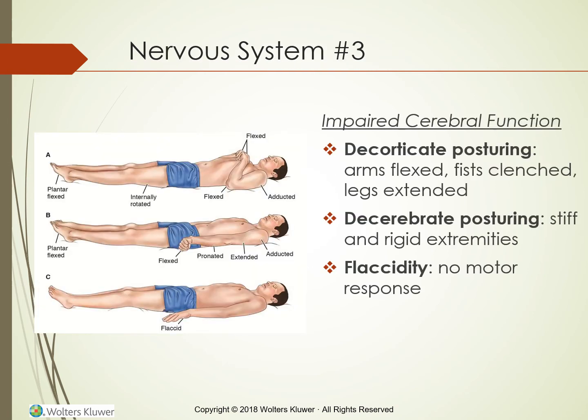In review, impaired cerebral function is indicated by posturing. Decorticate, this is in an unconscious patient. Decorticate posturing is arms flexed, fists clenched, and legs extended in picture A. In picture B, decerebrate posturing, stiff and rigid extremities. And flaccidity is no motor response. Being flaccid has no response, and that's the worst case scenario.